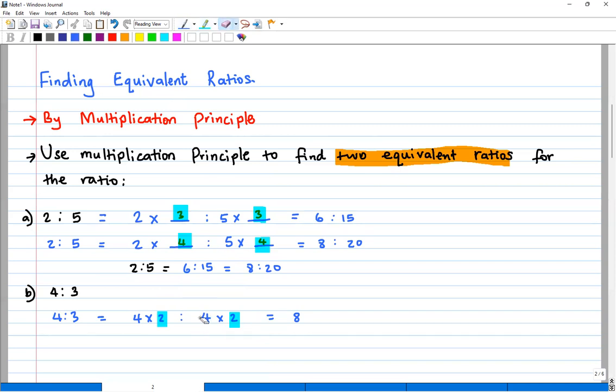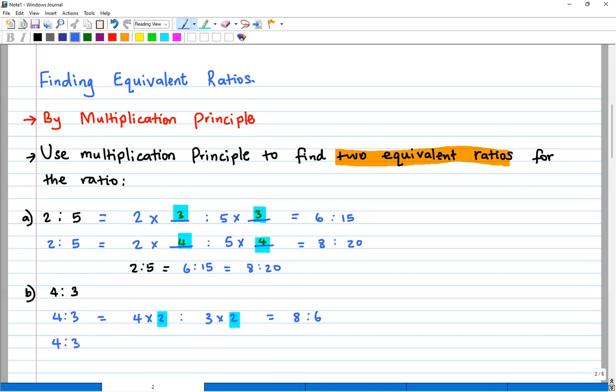Sorry, here we have got 3, not 4. Okay, 4 times 2, that is 8. And 3 times 2, that is 6. So we have 8 to 6. Then let's get another, because we need 2.